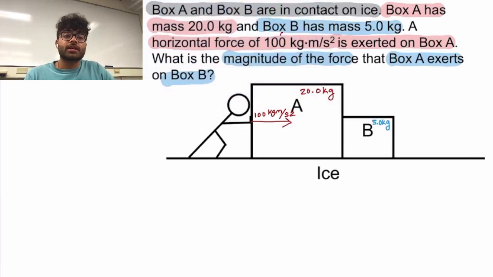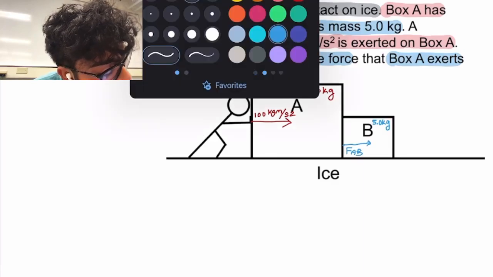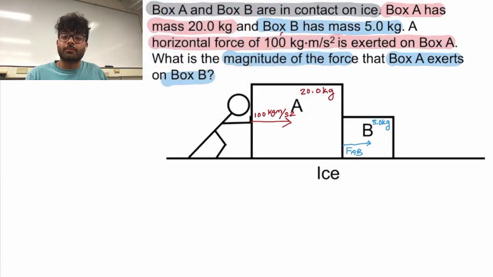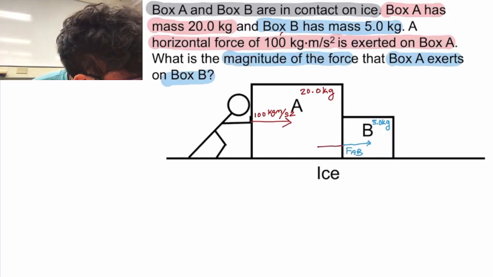We also know that there is a force that box A exerts on box B. We don't know its magnitude, so we will label it force AB. If box A exerts a force on box B, then box B must push back on box A. You can actually try this yourself. If you take both of your hands and push really hard with one hand, you'll see that the other hand pushes right back on that first hand. So if box A pushes on box B, box B pushes on box A right back.